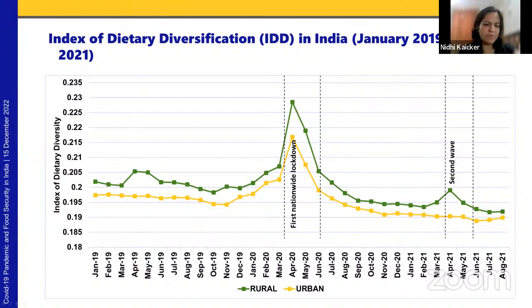And we see a small spurt in index in the rural areas during the second wave. While the reduced dietary diversity may be explained by supply restrictions, forcing households to consume only what is available, the lack of affordability to consume a varied diet cannot be disregarded, which is why we investigate this further.